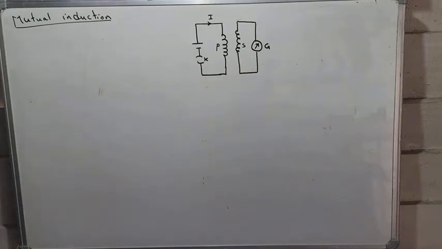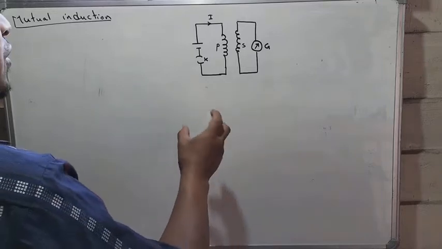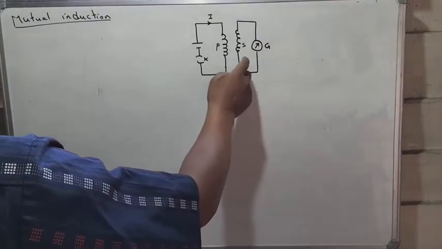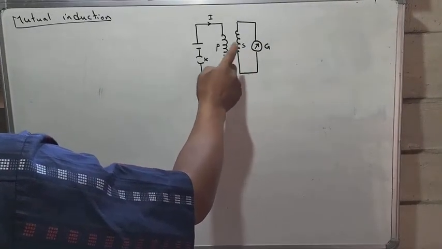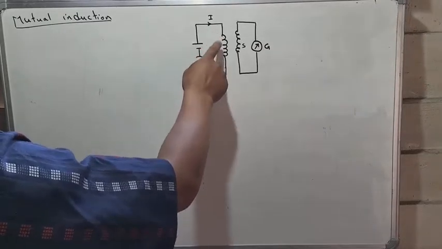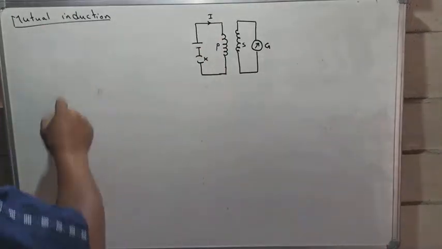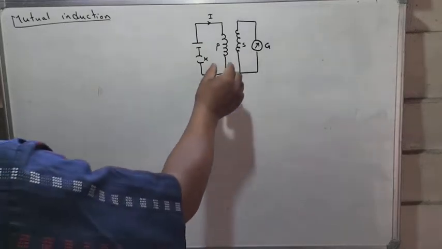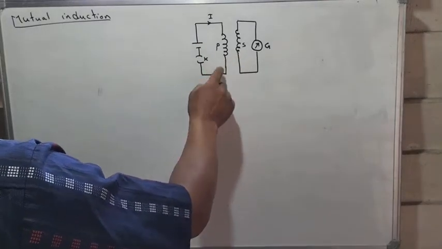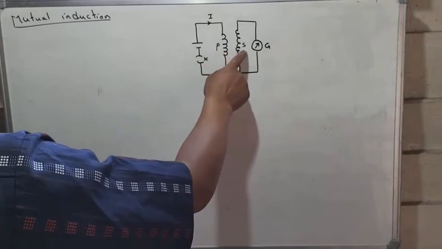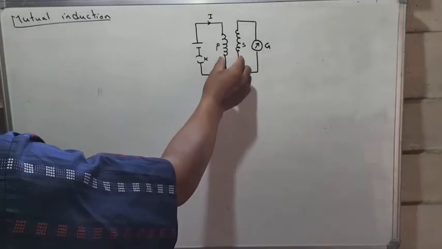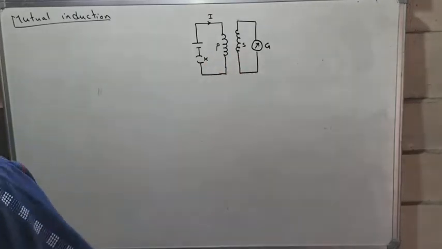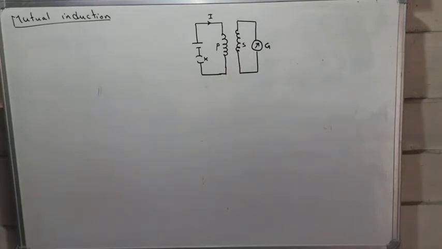This phenomenon of production of EMF in the second coil due to a changing current in the first coil is known as mutual induction. Please note down here that these two coils P and S are known as primary coil and secondary coil, and the two coils are placed close to each other.